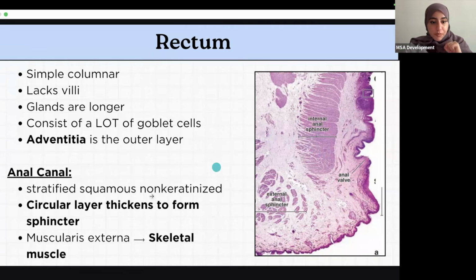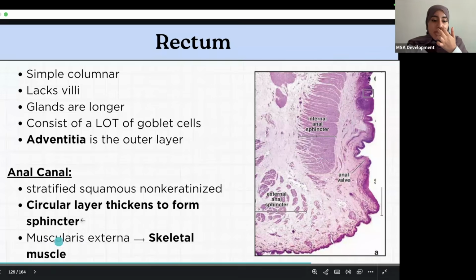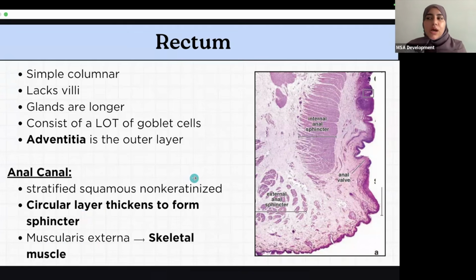Anyways, also, just like the pyloric sphincter, the circular layer thickens to form the sphincter. Any sphincter that needs to be created or transitioned into, that's when the circular part of the muscularis externa thickens a lot. And you can see this right over here. This is the whole circular muscle from the muscularis externa. Oh, and also the end of it, this is striated muscle. And so it's completely voluntary. Alhamdulillah, we have the ability to defecate when we want.